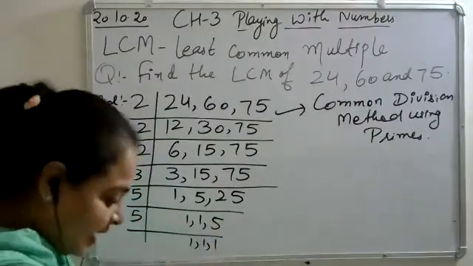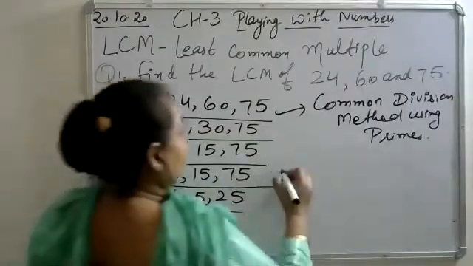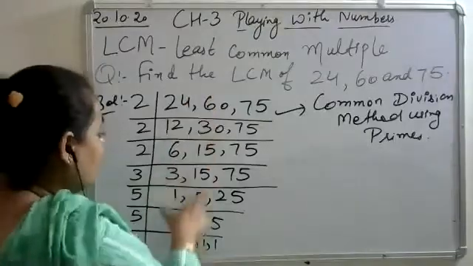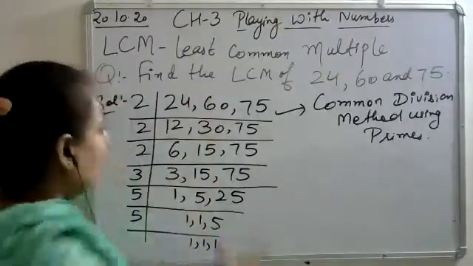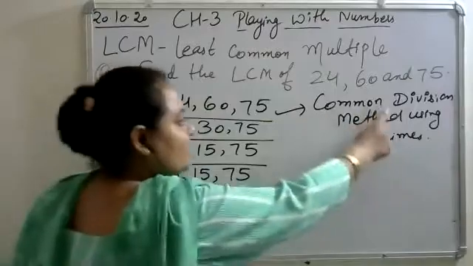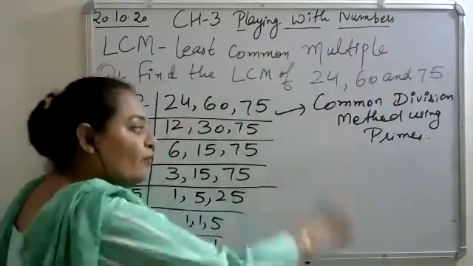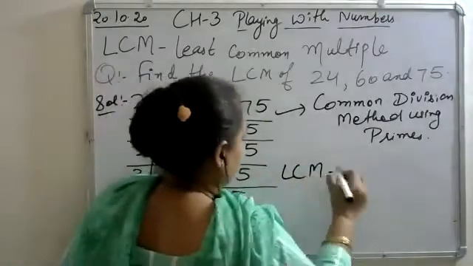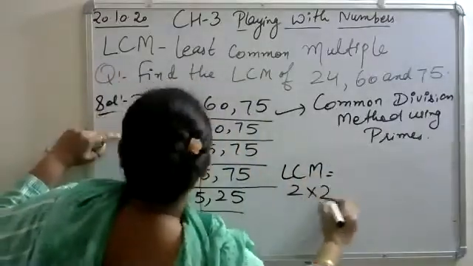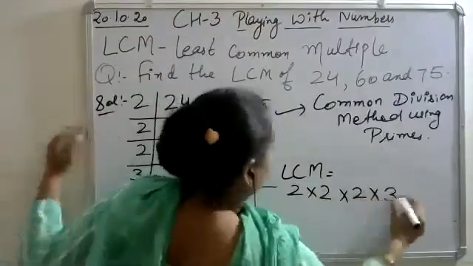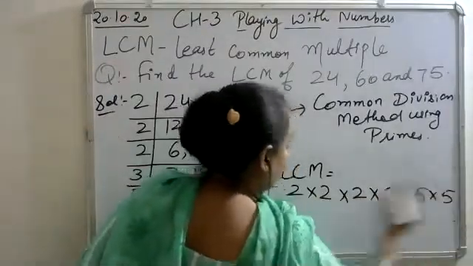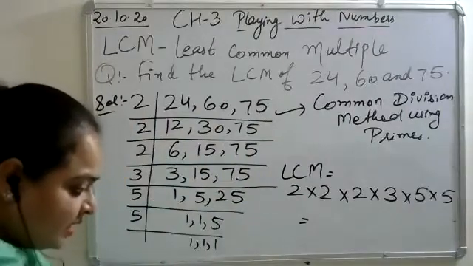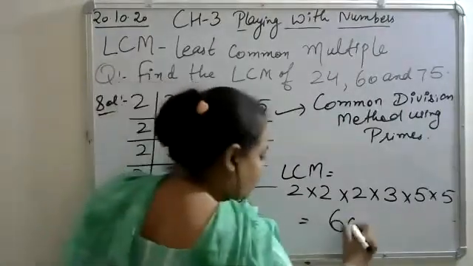So multiply to find the LCM. Now we will find out the LCM. This method is not the LCM. This method is the common division method. Now we will find the LCM using this method. So 2 multiplied by 2 multiplied by 2 multiplied by 3 multiplied by 5 multiplied by 5. And after multiplication, Chitesh, your answer is incorrect. 600 is the result, not 300.